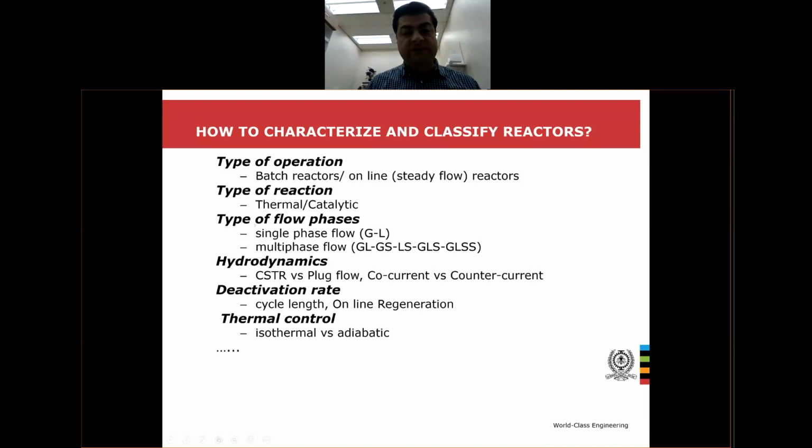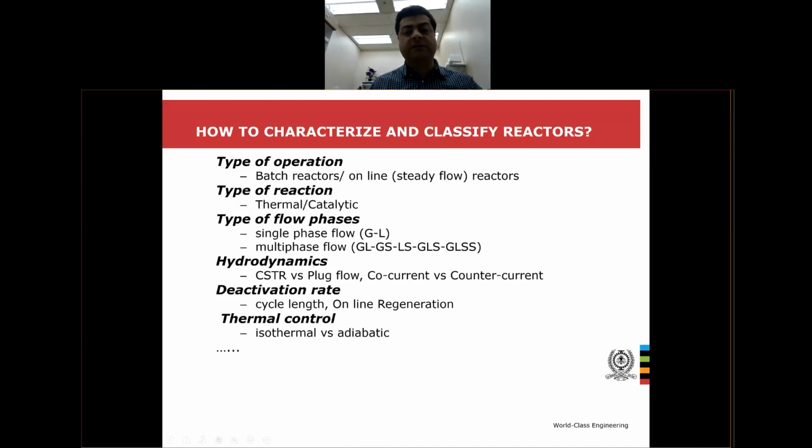Type of flow phases: if you have a single phase, only gas or only liquid, for example, or a combination of different phases, gas-liquid, gas-solid, gas-liquid-solid, gas-liquid-solid-solid. When we say solid-solid, one solid is usually a catalyst, and one solid is a reactant. For example, in biomass conversion, you have biomass which is solid, and you can have a solid catalyst as well.